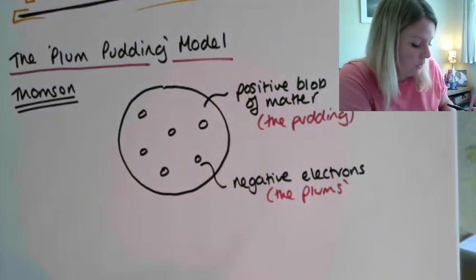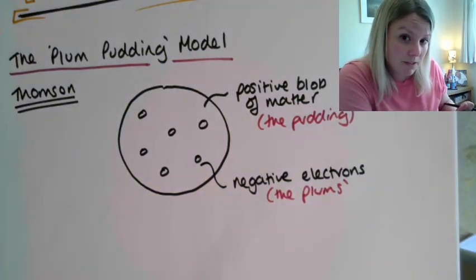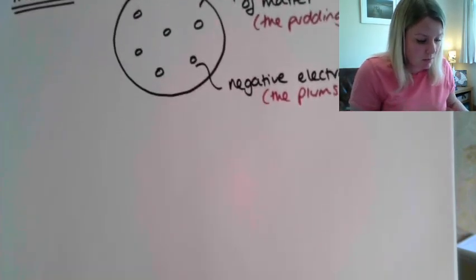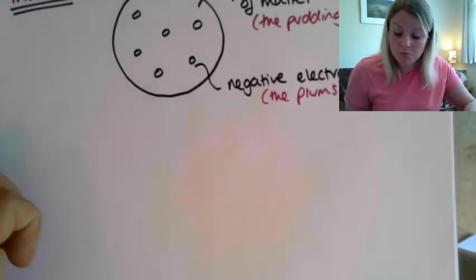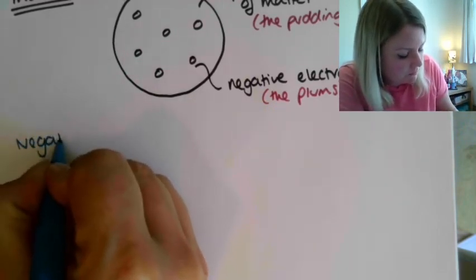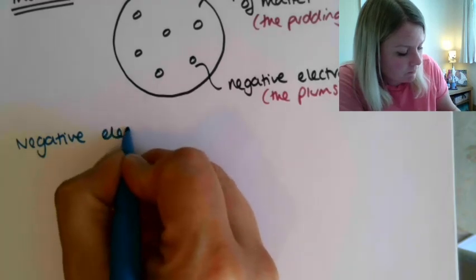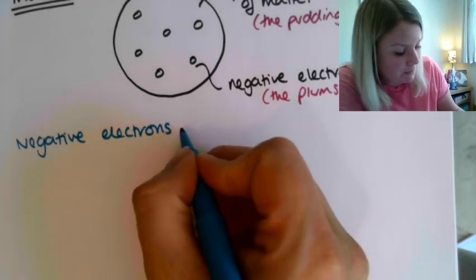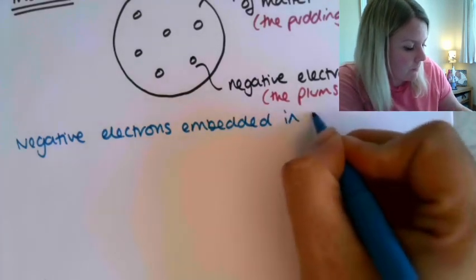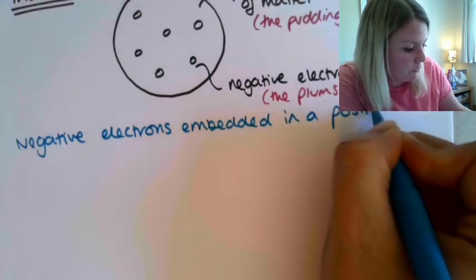Okay, so we need to be able to draw that, to label it if the diagram is given to us, or just to describe it. So let's write our description down here. So it is negative electrons embedded in a positive blob of matter.